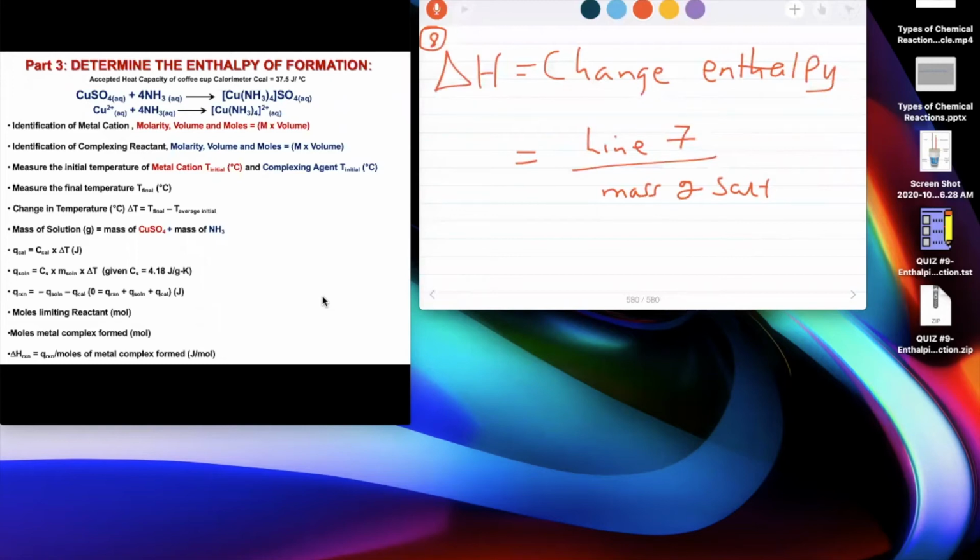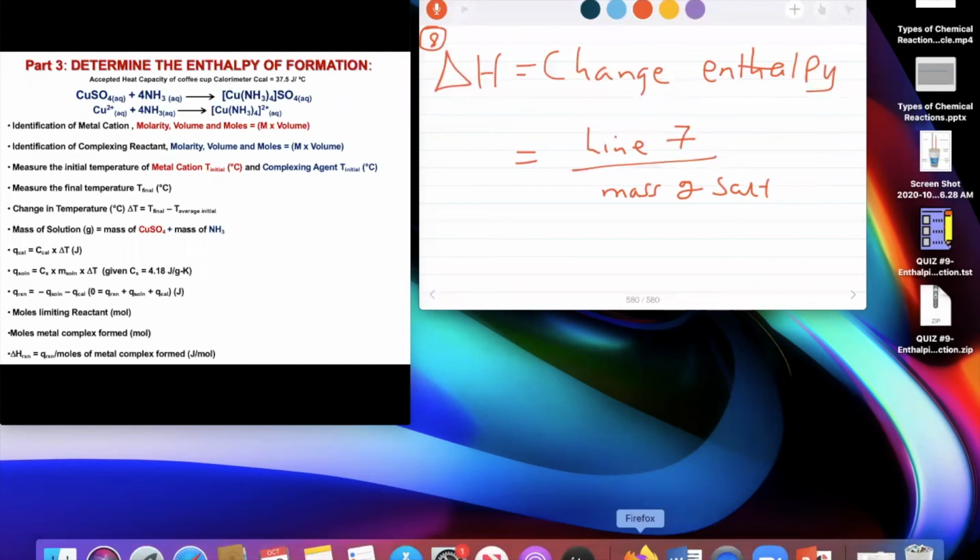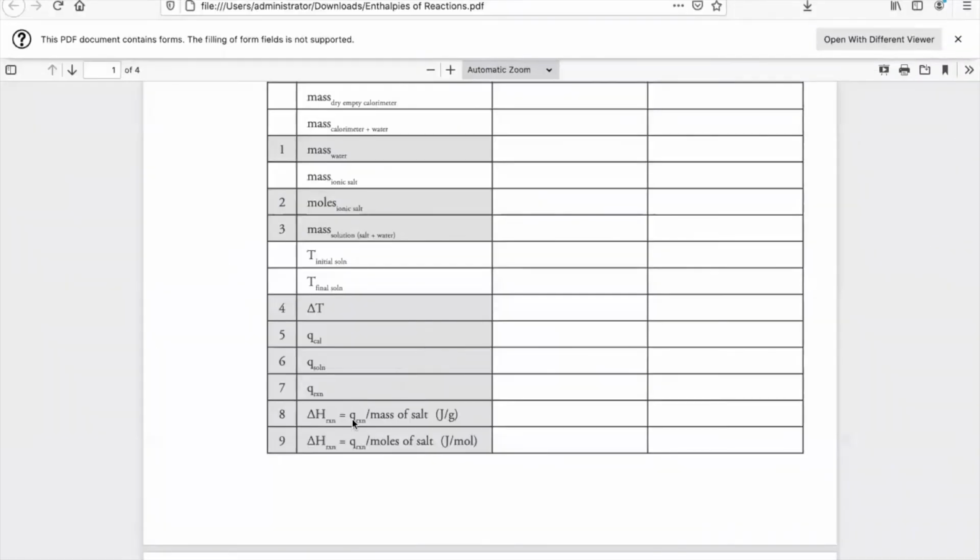Again, I'll give you the data, the information, the mass of the salt for salt number 1, for salt number 2. The only difference between 9 and 8 is in line 9, you will divide by the moles of each respective salt.